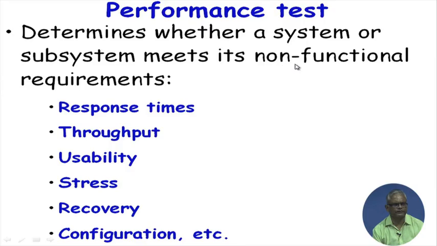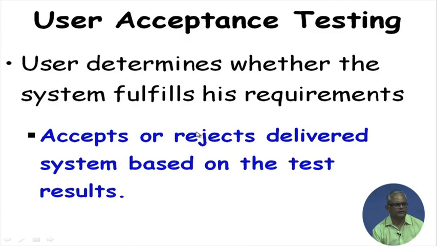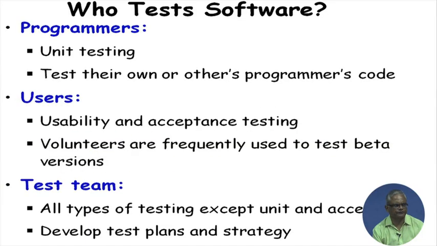There are many types of performance tests, for example, response time, throughput, usability, stress, working under stressed conditions like when the number of inputs per unit time is large, and so on, recovery, configuration. So, we will see these aspects in more detail later. And finally, user acceptance testing, this is also a type of system testing. Based on this, the user either accepts or rejects the delivered software.